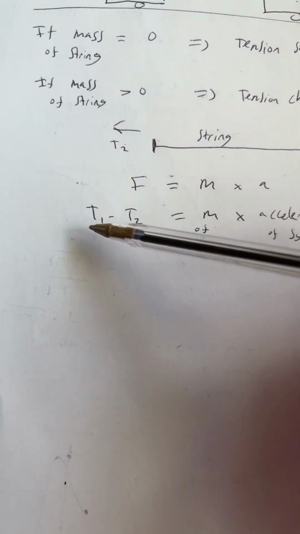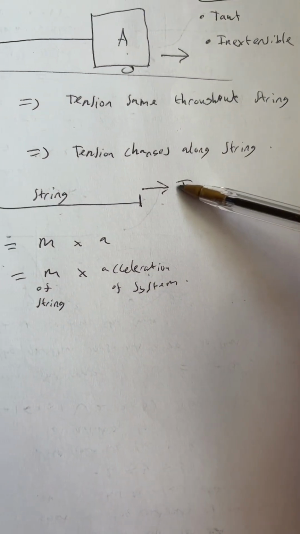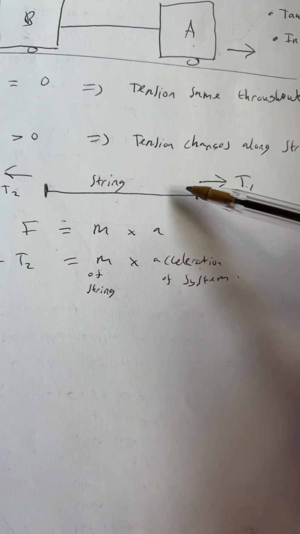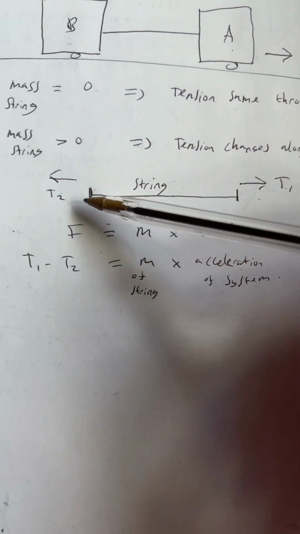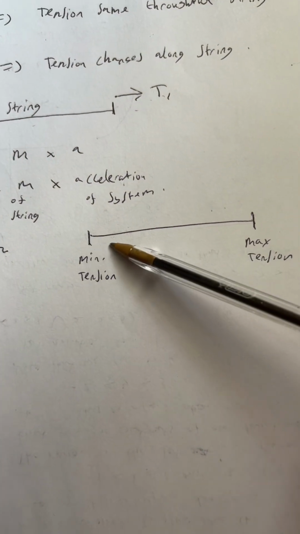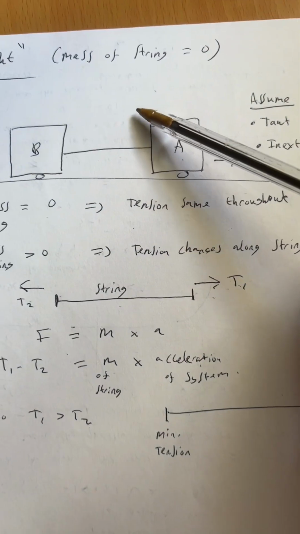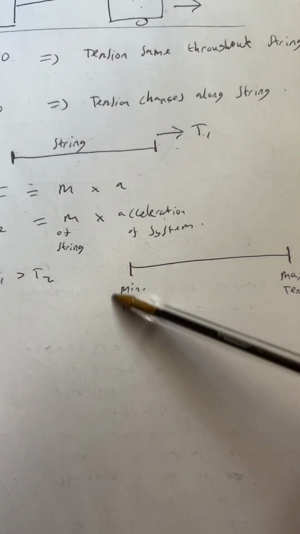So that means that this T1 must be bigger than T2. So that tension there has to be bigger than this tension. So the tension is biggest here and lowest here. So T1 is bigger than T2. So as you go along the string, the tension is getting bigger and bigger. Maximum tension there, where we're being driven forwards, minimum tension back here.